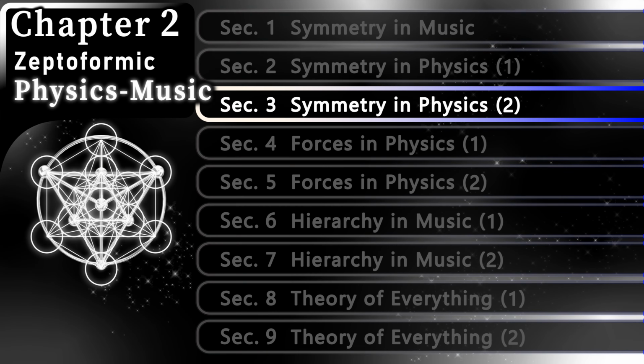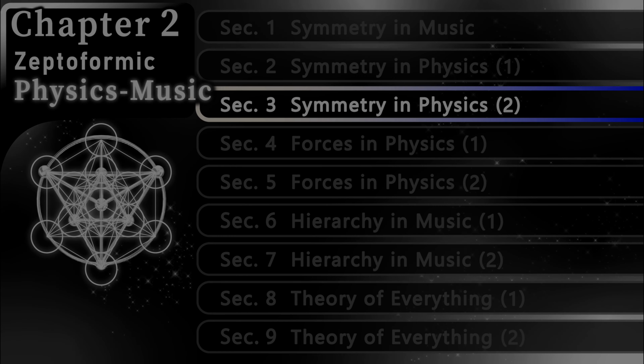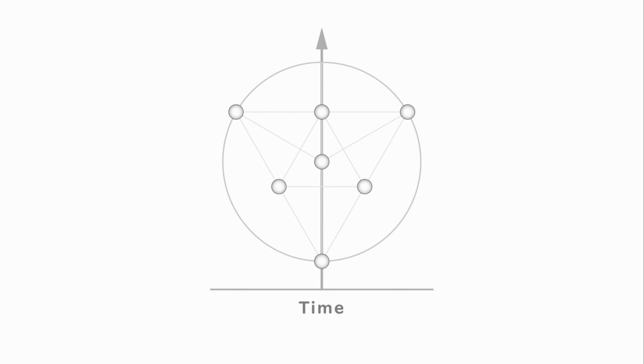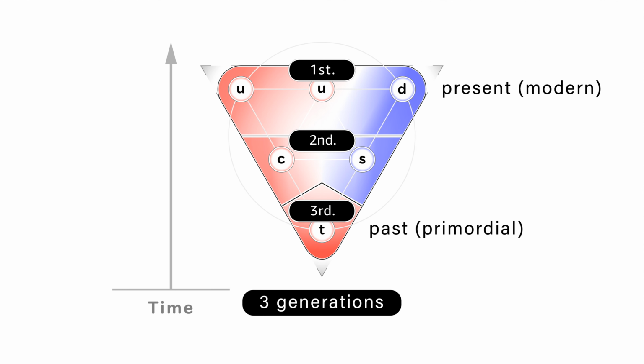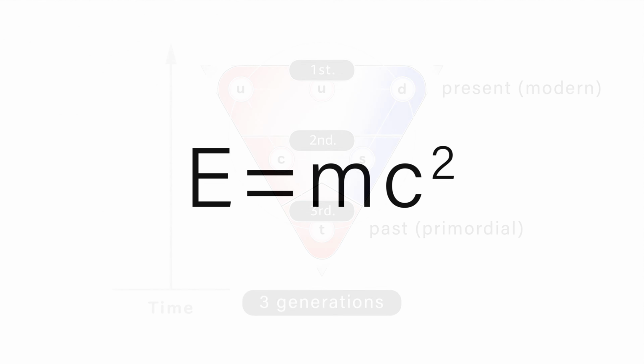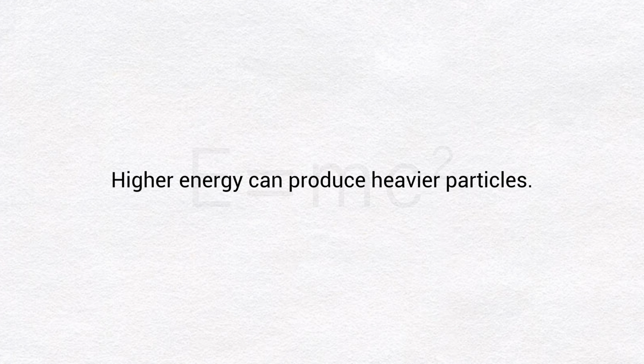Chapter 2, Section 3, Symmetry in Physics, Part 2. In the structure of the Zeptoform, the arrow of time is represented by the vertical direction. Then, the relationship between the arrow of time and the 3 generations of particles can be analyzed in the following way. Because kinetic energy is proportional to mass, higher energy can produce heavier particles.